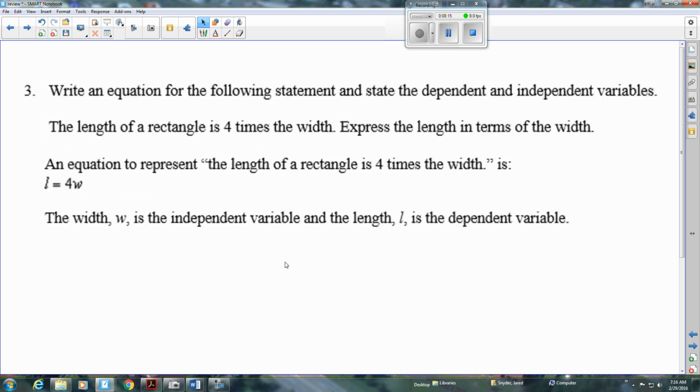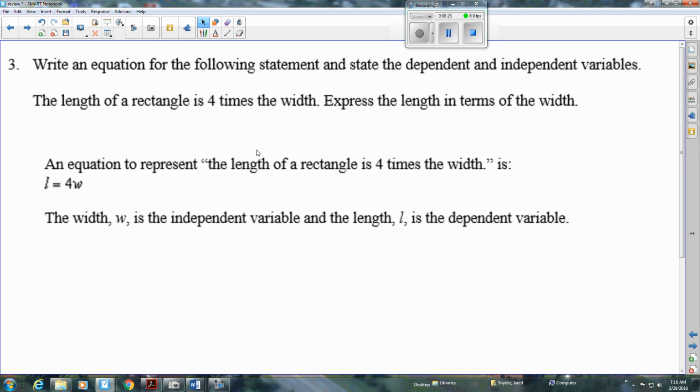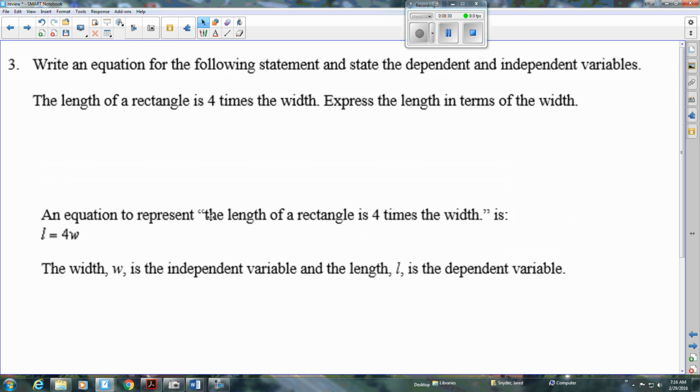Number 3, write an equation for the following statement and state the dependent and independent variables. The length of a rectangle is 4 times the width. Express the length in terms of the width. Okay, this one is on your test. So the equation to represent the length of a rectangle as 4 times the width is L equals 4 times W.